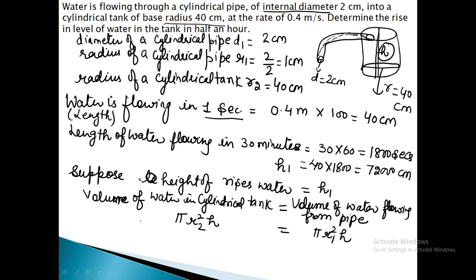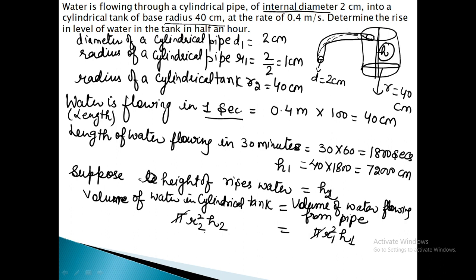r1. And here we have to write h2, because we have to find out the rise in level of water in the tank, not in the pipe. So that's why we have to find out h2, and we have been given h1. That means the length of water is the height in the pipe.